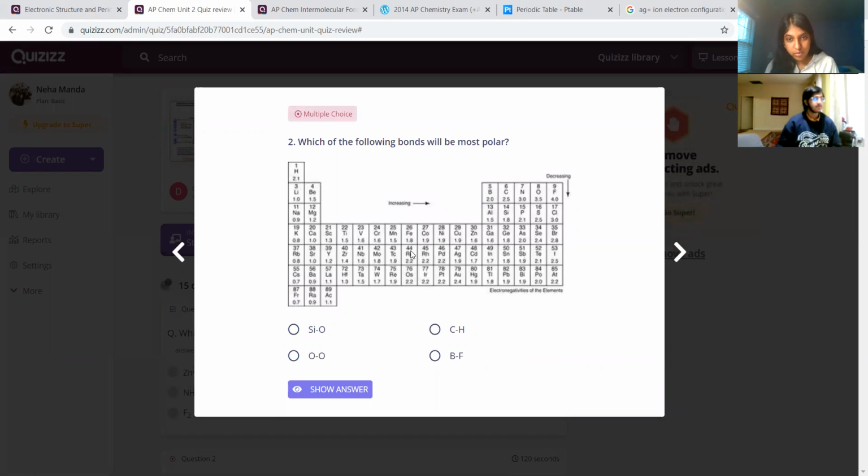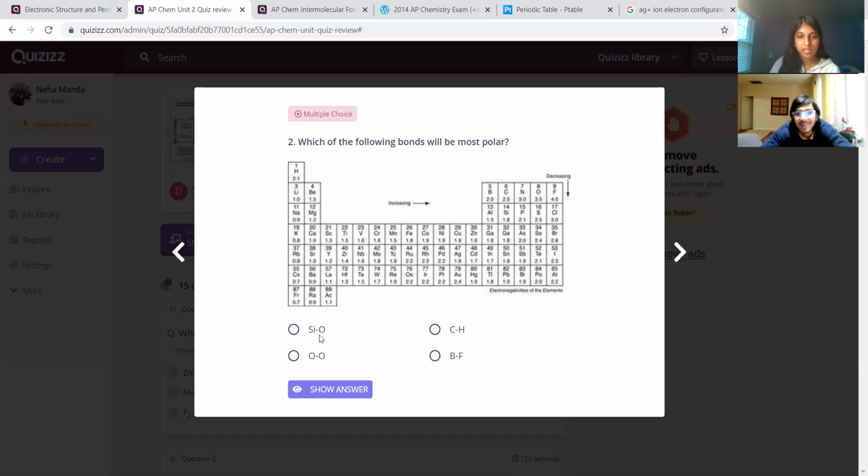Which of the following bonds will be the most polar? I actually looked at this one before and I didn't understand the answer. I thought it would be BF because I just did 4 minus 2, which is 2, and that's the highest. Are these electronegativities? Yeah, it's the difference in electronegativity. I don't know if you can read it, so I'll say it out loud. CH would be 2.5 and 2.1, which is pretty small. So I don't think it's that one. And then OO, same thing.